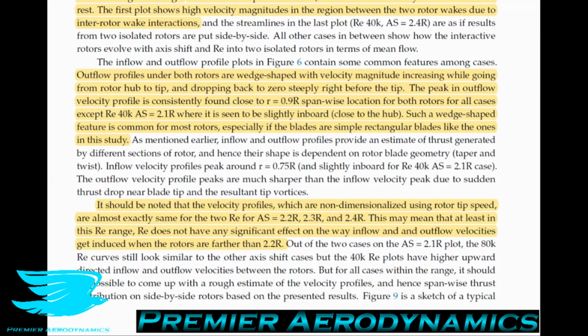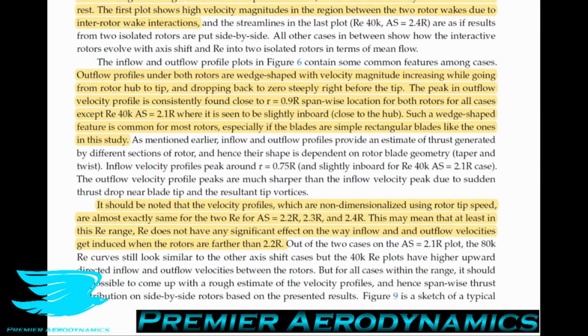Well, what that is saying is the maximum velocity that you're going to see in the wake is going to be at about 10% in from the blade tip, 0.9 times the radius. However, for this particular case, a Reynolds number of 40,000 and an axis shift of 2.1 times the radius, this is actually even more inboard, closer to the hub. And such a wedge-shaped feature is common for most rotors, especially if the blades are simple rectangular blades like the ones in this study.